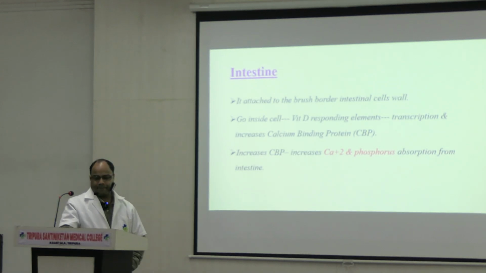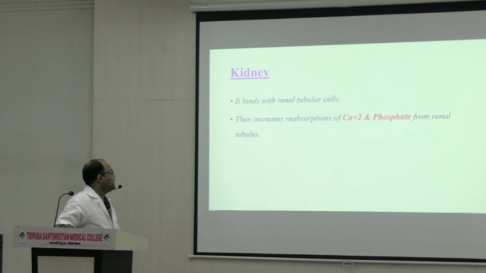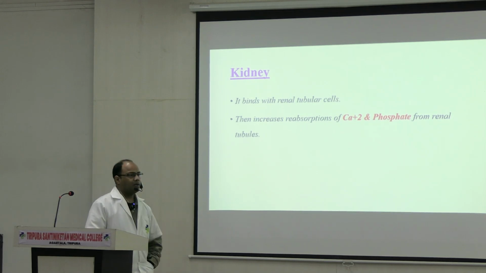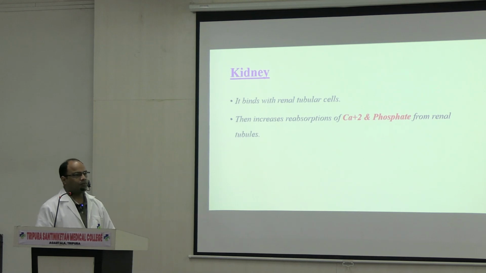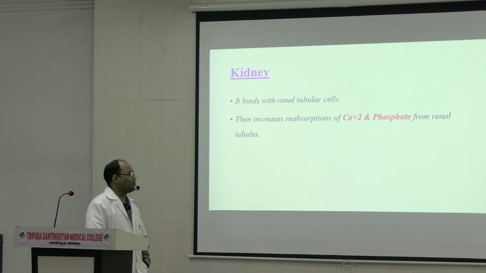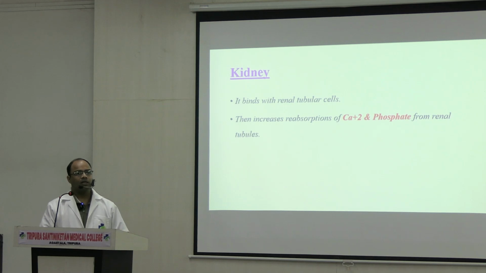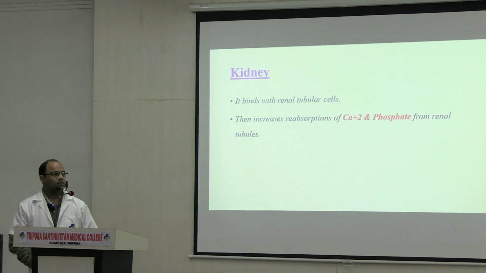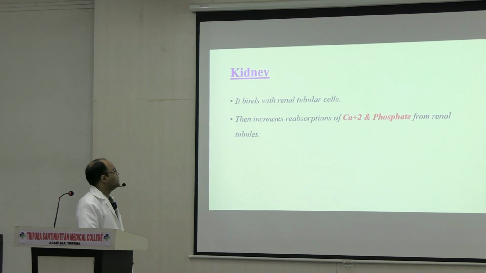Okay. Next, in the kidney, it binds with renal tubular cells and increases absorption of calcium and phosphorus from the renal tubule. In this way, it inhibits the wastage of calcium ion and phosphorus from our body, in the kidney.